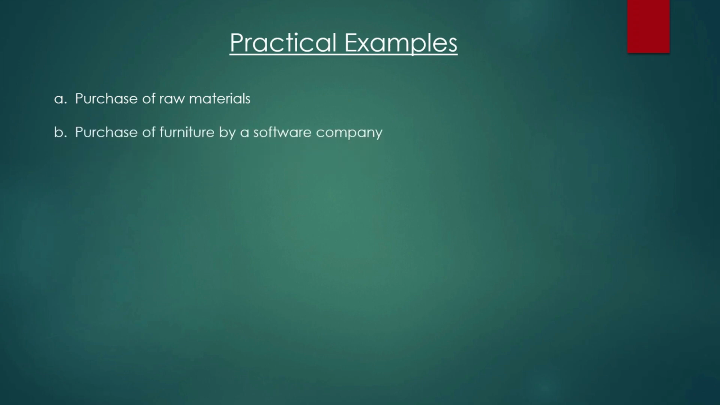Second one here is purchase of furniture by a software company. Software company makes software and it does not make or buy furniture as an operational expense. So it's an investment for the company. Hence, it's a capital expenditure.